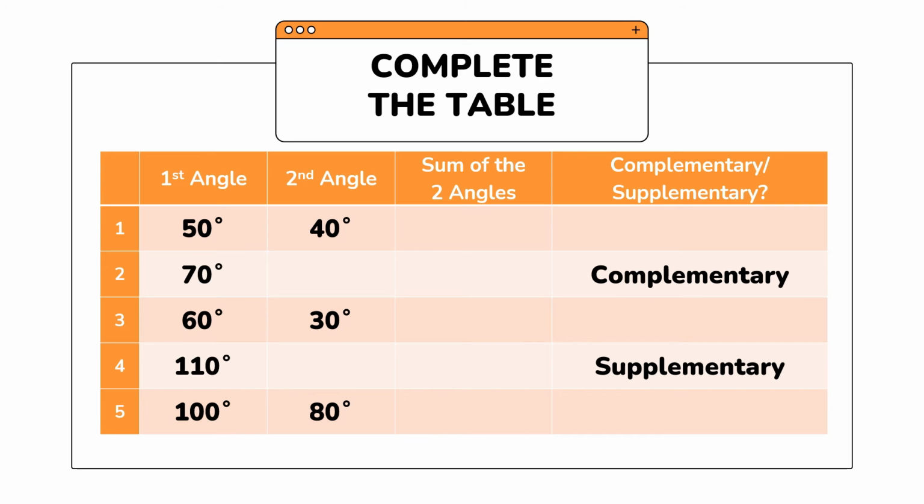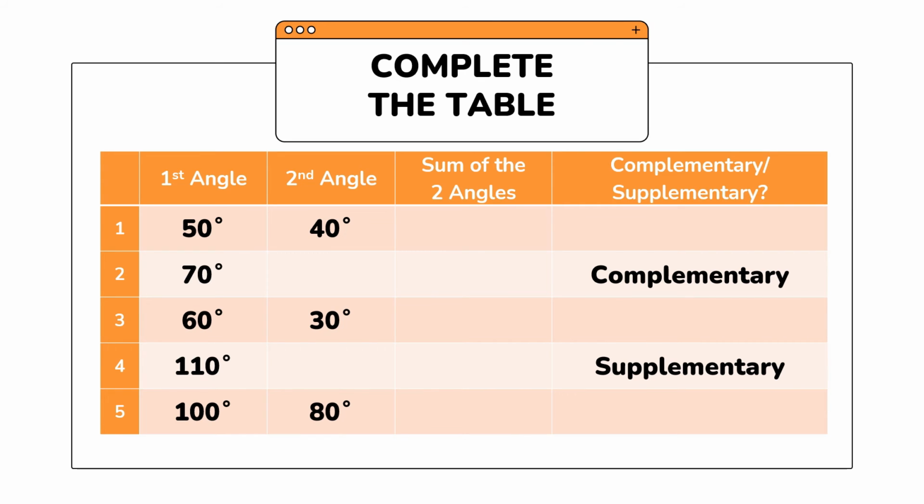Alright, that is correct. The measure of the second angle is 70 degrees. So the sum of the two angles, 110 plus 70, gives 180 degrees. Supplementary angles. Next, last number 5.